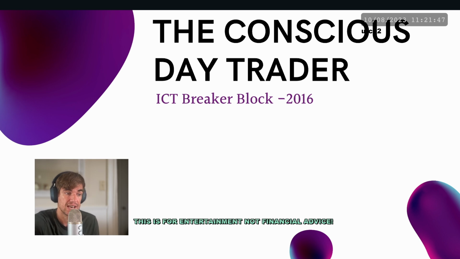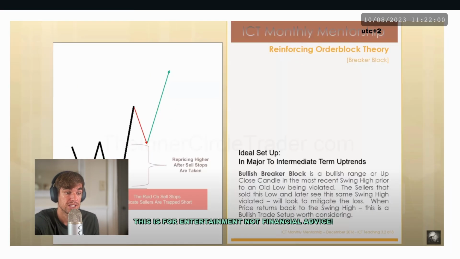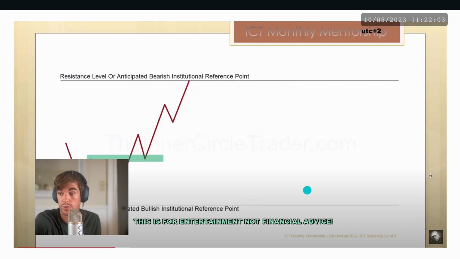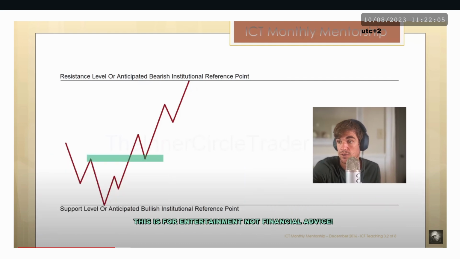We're looking at the ICT Breaker Block, which was released in 2016, and it's a very nice simple video. A lot of people get confused with these lines, but we're going to try and simplify what ICT is explaining in this video. So a breaker gives you the false indication that price is going to go one direction, and then it gives you a nice opportunity to get in when the price is distributed towards a level or another bigger target on a bigger time frame.